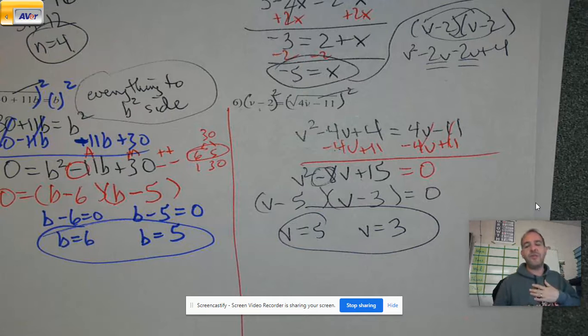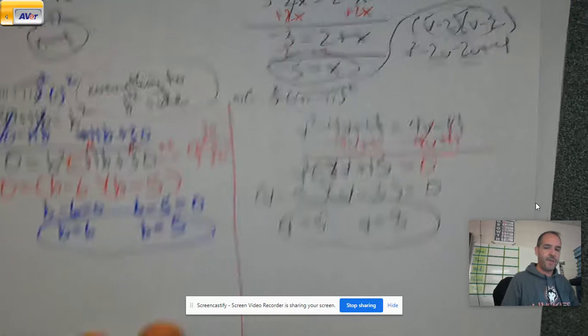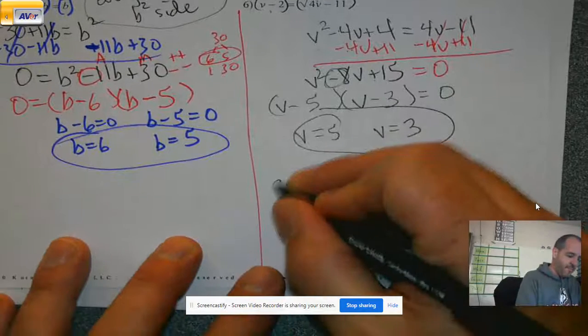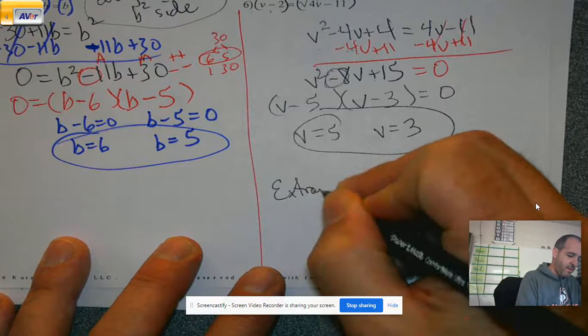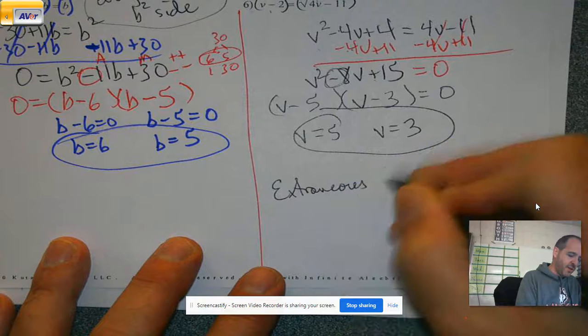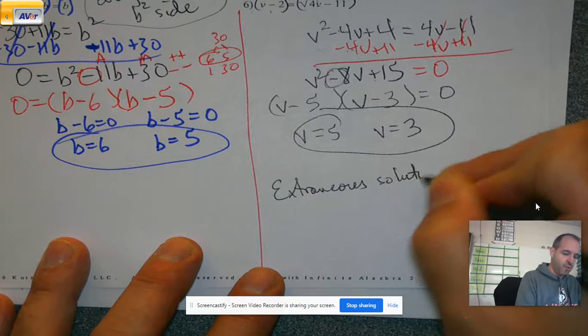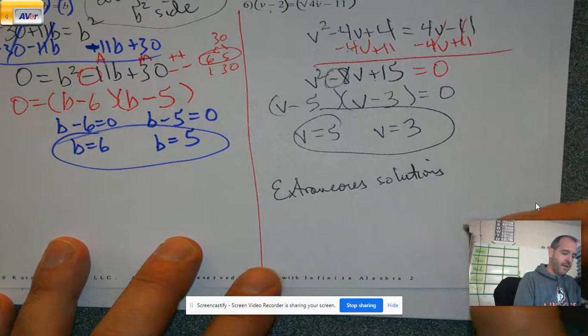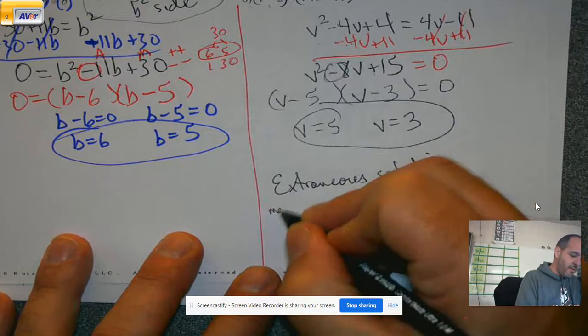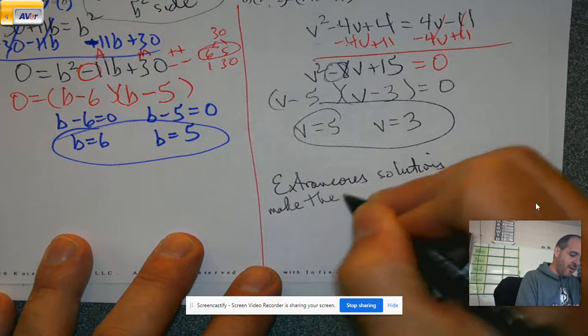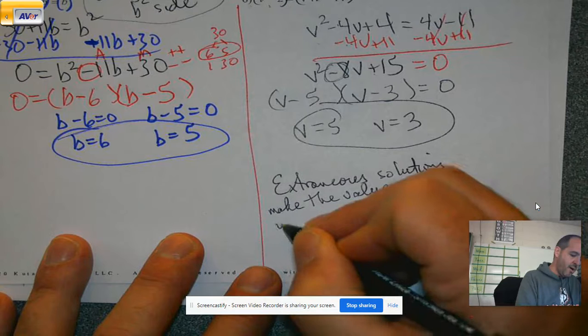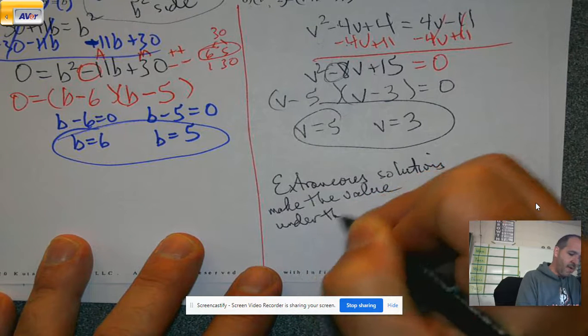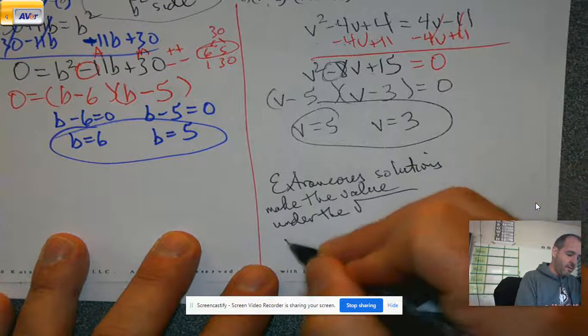Okay. So let me give you a hint. This isn't going to be true every time, but the ones that don't work typically tend to be the negative. Why? Okay. We're going to make one note here at the bottom. Extraneous solutions, solutions that don't work. Make the value under the radical negative.